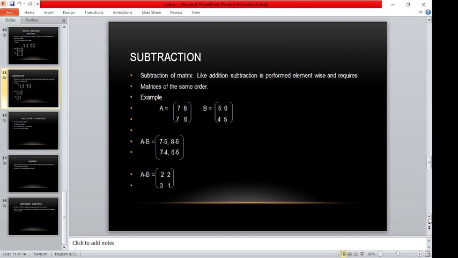We are going to talk again about subtraction of matrices. Like addition, subtraction is performed element-wise and requires matrices of the same order. For example, matrix A has elements 7, 8, 7, 6 and matrix B is 5, 6, 4, 5. So when we take matrix A minus matrix B, we get 7 minus 5, 8 minus 6, 7 minus 4 and 6 minus 5. Using our calculators, A minus B, we get 2, 2, 3 and 1.